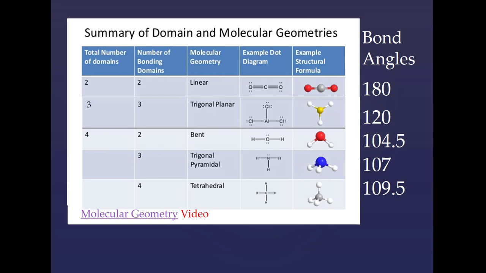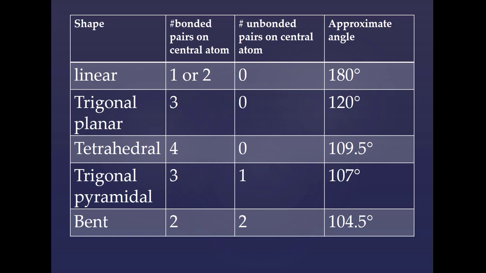Here's another graphic that just shows you what I drew. It has some other examples that show you each of the different shapes. And here's a chart that also shows you the shapes, how many bonded pairs they have, and what their angles are.